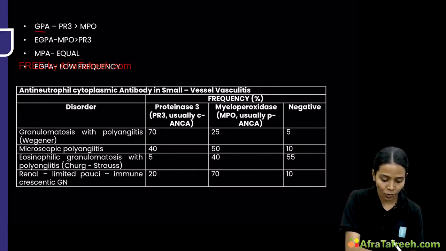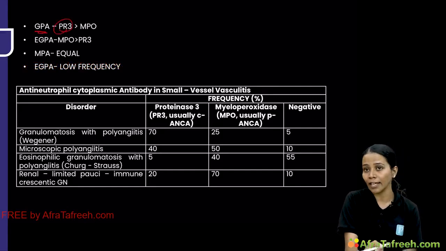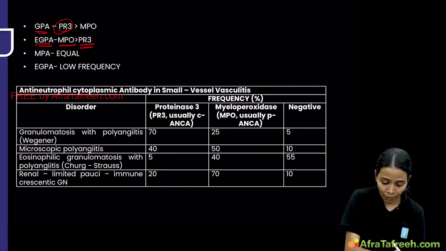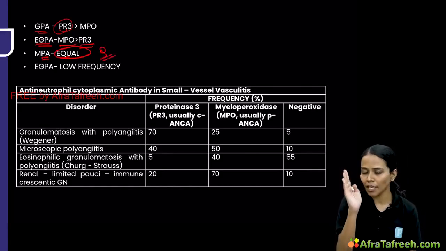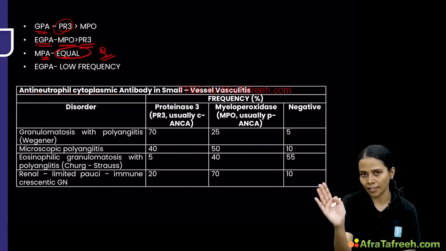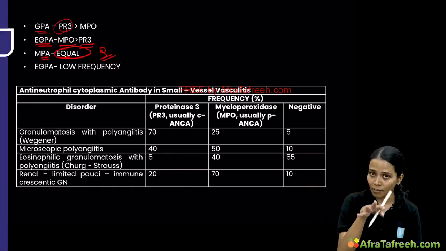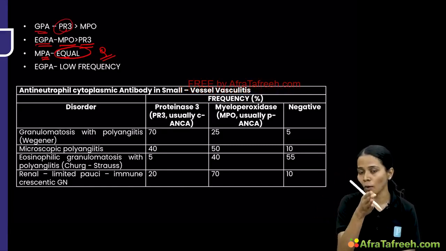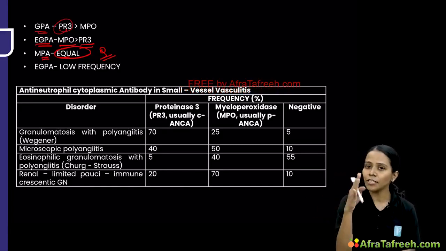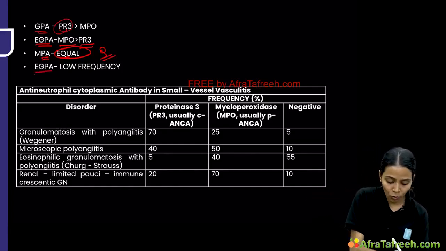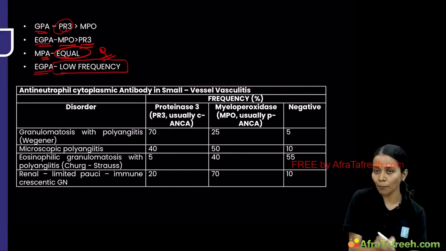Now in GPA, you are going to see more PR3 ANCA than MPO ANCA. In EGPA, you are going to see more MPO ANCA than PR3 ANCA. In microscopic polyangiitis, it's going to be equal for both. So GPA, or Wegener's, is more PR3 ANCA. EGPA is more MPO ANCA. In microscopic polyangiitis, which is the most common vasculitis affecting the kidney, both can be equal, PR3 and MPO. In EGPA, overall, you are going to see a low frequency of ANCA positivity.